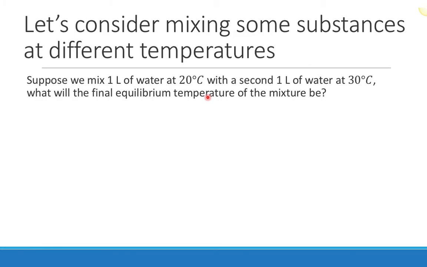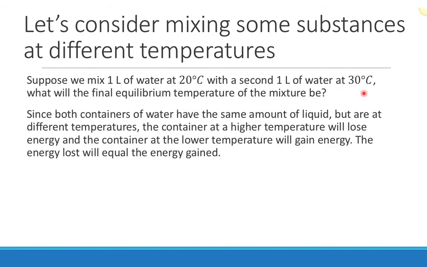Suppose now we mixed 1 liter of water that's at 20 degrees Celsius with a second 1 liter of water at 30 degrees Celsius. What will the final equilibrium temperature of the mixture be? So I have the same amount of water. I have one container of water that's at 20 degrees Celsius and one container that's at 30, and I mix them together in equal amounts. Since both containers have the same amount of liquid but are at different temperatures, the container at the higher temperature has to lose energy, and the container at the lower temperature will gain energy.